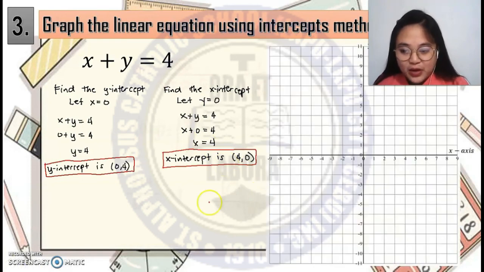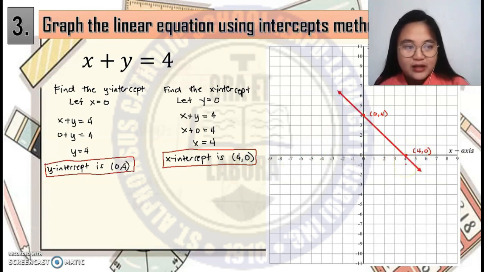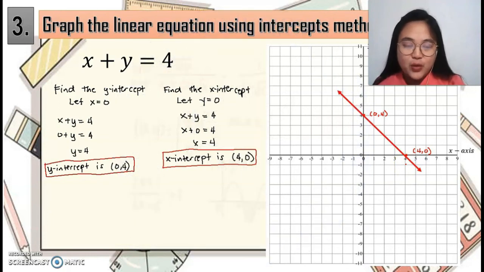Okay, so our y-intercept is (0, 4), and (0, 4) is in this part of the Cartesian plane, and label. Then the x-intercept is (4, 0). (4, 0) is in this part, then label, then connect the 2 points. And that's all for today, class. You have learned how to graph a linear equation using the intercepts method.